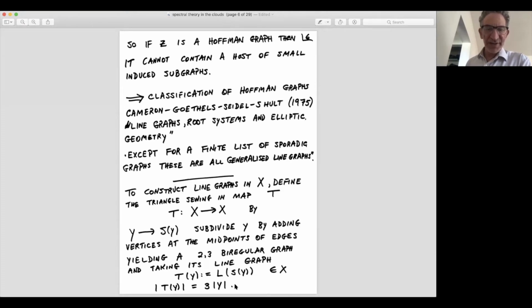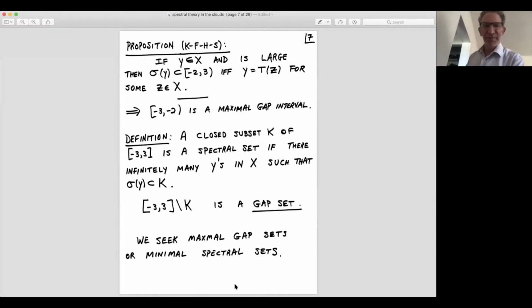But because it's a line graph of something, the smallest eigenvalue must be -2. So in particular, if you want to make a large three regular graph and have no eigenvalues between -3 and -2, so you want to make a gap at the bottom, you just take this map T. And this remarkable theorem of Cameron et al.